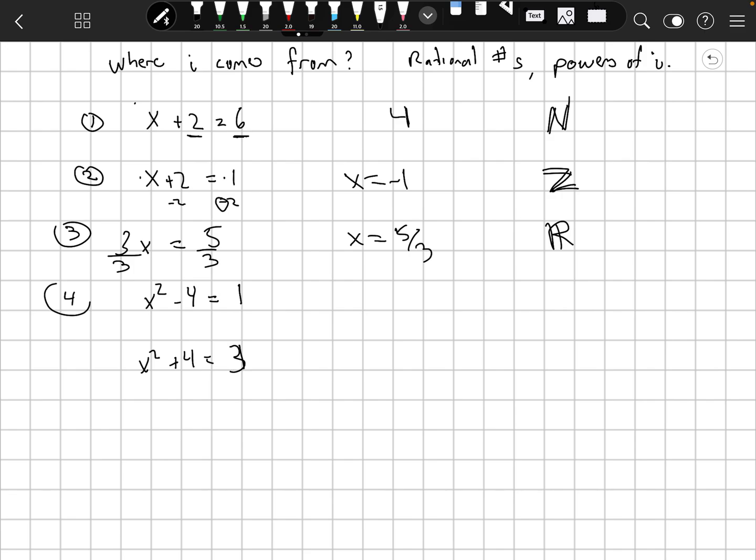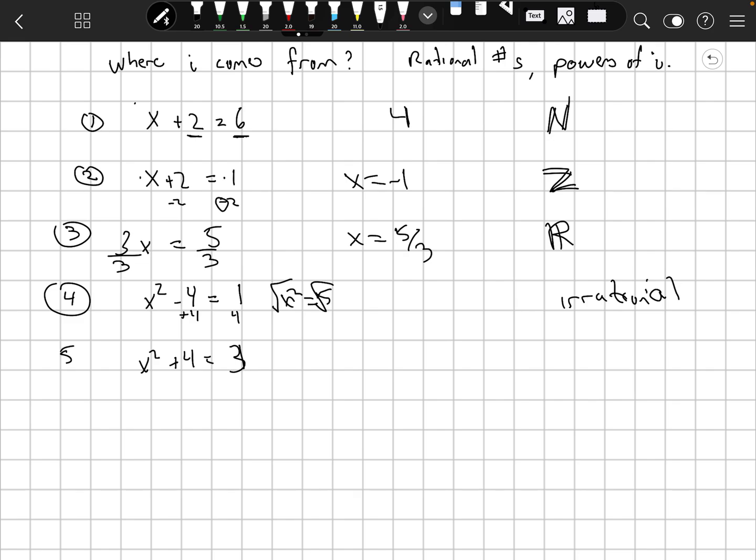If we look at number 4, we've got x times x minus 4 equals 1. If we added 4 to both sides, we'd get x squared equals 5. And then we'd have to say what number times itself is 5. We're kind of square rooting that. And so here we have irrational numbers. This square root of 5 is an irrational number. Cannot be written as a fraction.